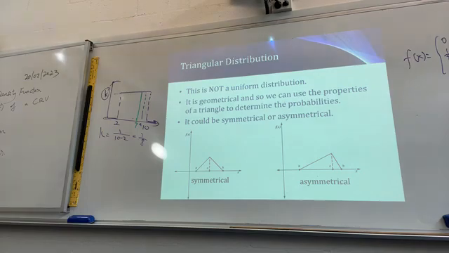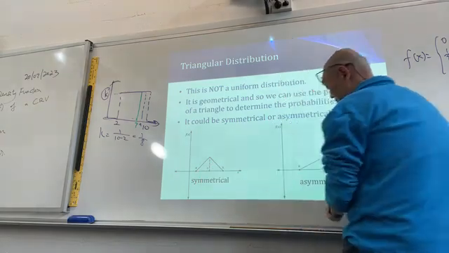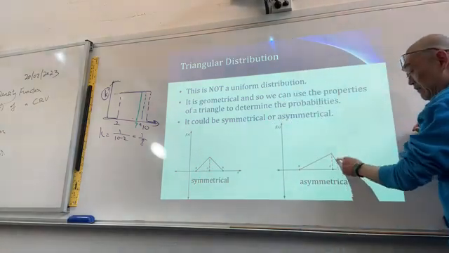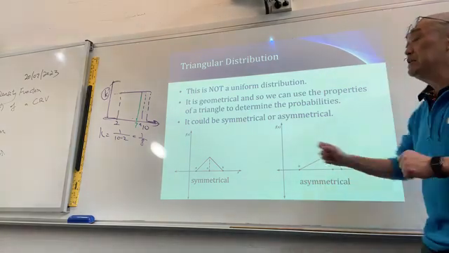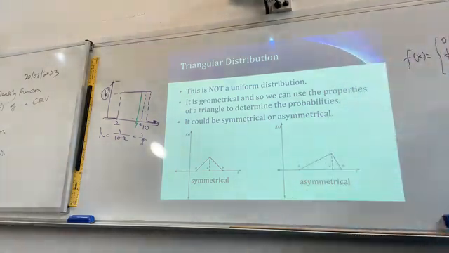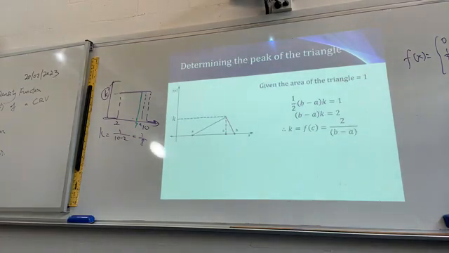Not a uniform, because it goes from 0 to that value and that value down to 0. Same thing, 0 to that value down to 0. Therefore, it's not uniform, not like a rectangle, but still geometric. You can use the idea of area. Alright? So, can we determine the peak of a triangle if we know A and B?